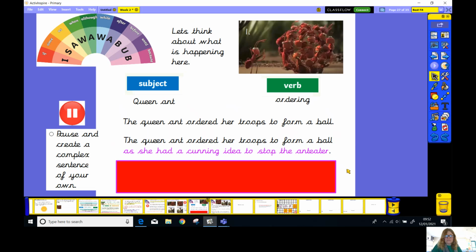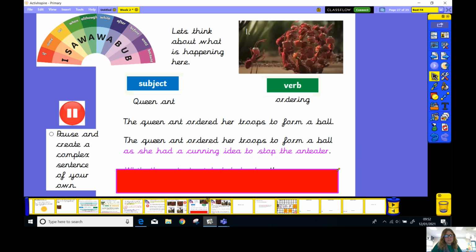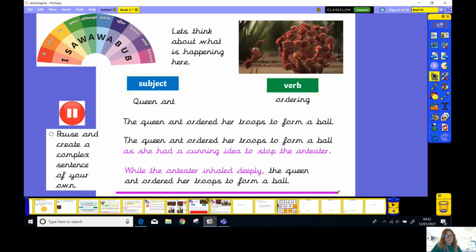I'm going to challenge myself now to see if I can think of a different sentence. Before I show you mine, why don't you pause the video to see if you can come up with a complex sentence that describes this scene. Well done. So let's see if I can use a different conjunction to write a complex sentence. This time I've put my subordinating conjunction at the start. While the anteater inhaled deeply, the queen ant ordered her troops to form a ball. Here I have my subordinate clause at the front. And look, I've remembered to put my comma there, because that's very important that I do.